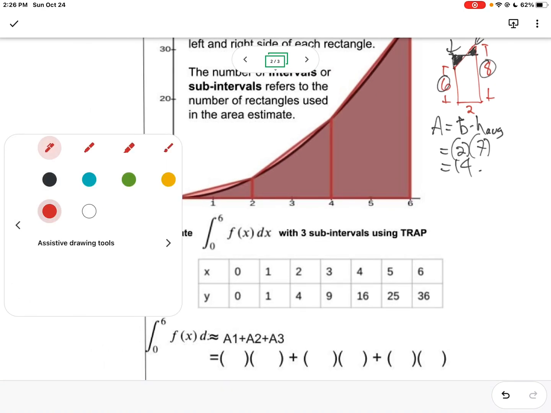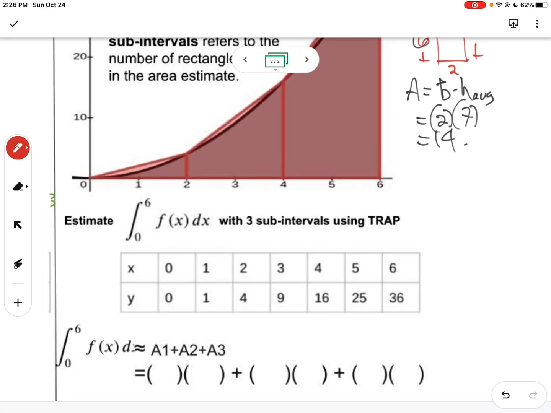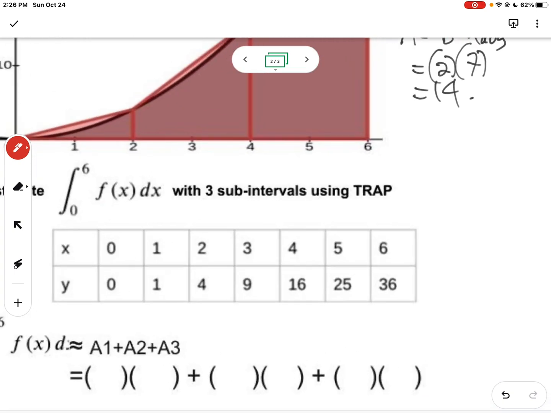So let's start going through this. Okay, let's start going through this. Again, pause, rewind, go over these videos when it doesn't make sense. N equals 3 still, 3 subintervals, and we're using the trapezoidal rule.